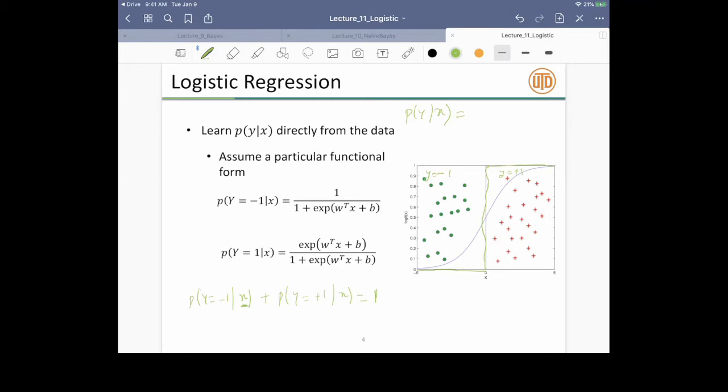Okay, so this form is you write P of y given x, irrespective of whether y is equal to plus 1 or minus 1. You write this as 1 plus exp raised to minus y multiplied by w transpose x plus b. Okay, so you can plug this in now.